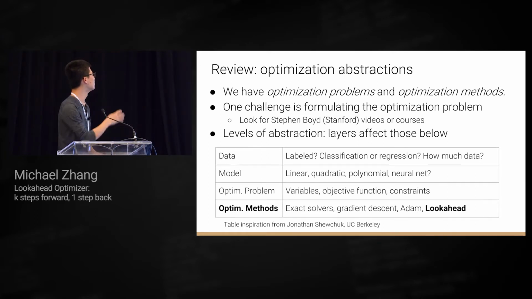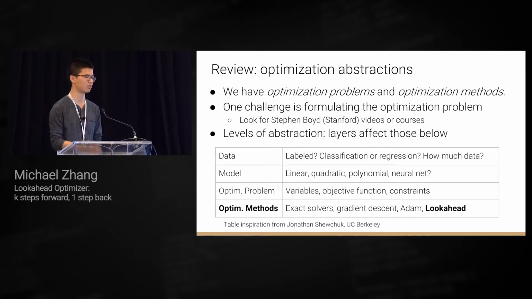One way you can think about this is when you have a new machine learning problem, you typically first look at the data set you have. This can be whether or not the data is labeled, whether you're doing classification or regression, and how much data you actually have. Once you have a better understanding of your data, you typically go about building your model. This could be a linear or quadratic model, or something like a neural net or a decision tree. After we formulate the optimization problem, we typically have some variables we're trying to optimize over, constraints, and an objective function that we're trying to minimize.